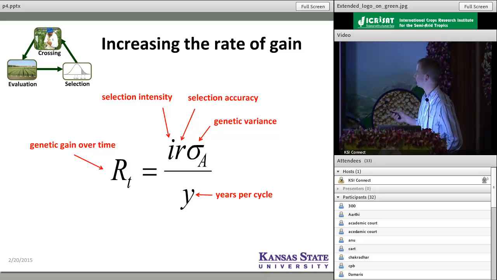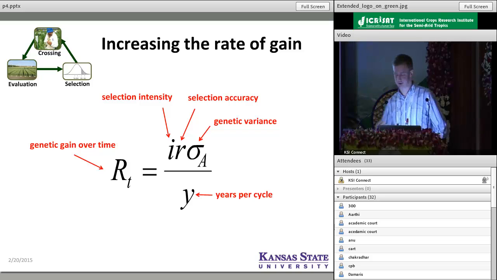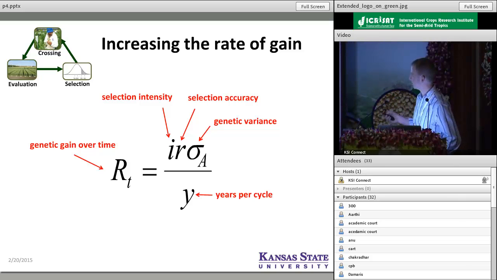And this is a function of the selection intensity. What portion of the population are you selecting? Of course, as John pointed out, if you select too stringently, you quickly increase your inbreeding, so this is limited. Selection accuracy is how close your phenotype or genotype prediction is to the true genetics of that individual or family. Then the genetic variance: obviously, if you have no genetic variance, you're not going to make any gains from selection. So each of these parameters you want to try to increase and optimize.